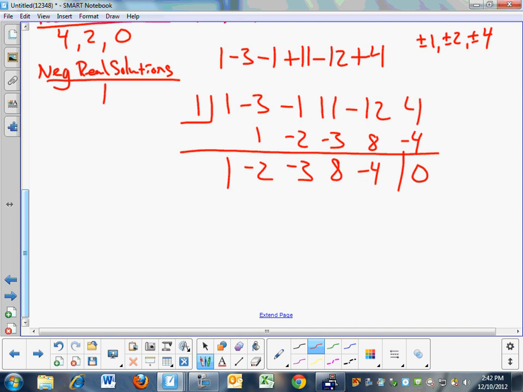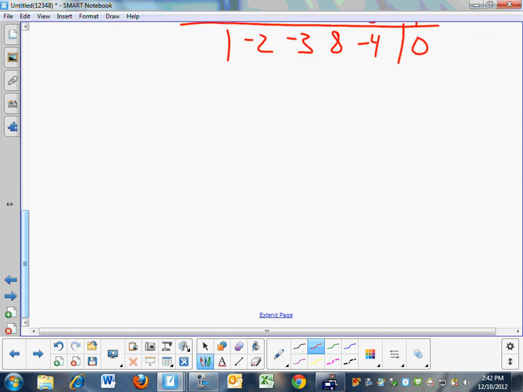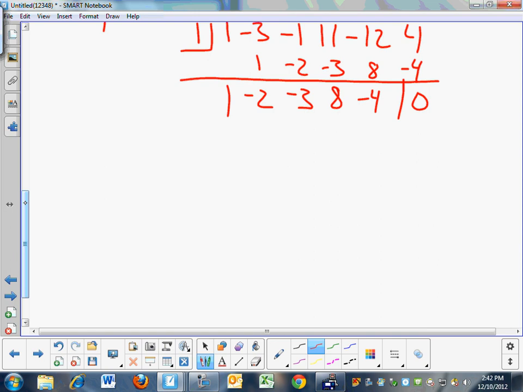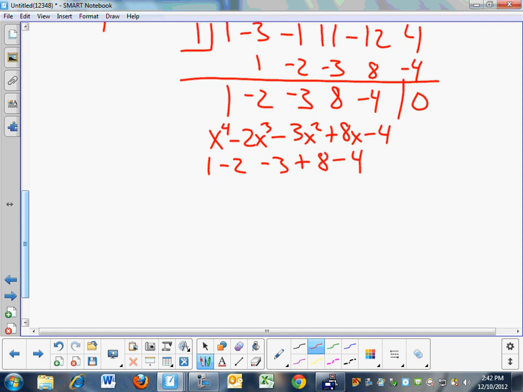Can 1 happen more than once? Yeah, it sure can. Let's try it again. So my new polynomial is x to the 4th minus 2x to the 3rd minus 3x squared plus 8x minus 4. Let's try plugging in 1 again. You would have 1 minus 2 minus 3 plus 8 minus 4. What do you get? Yep, get 0.